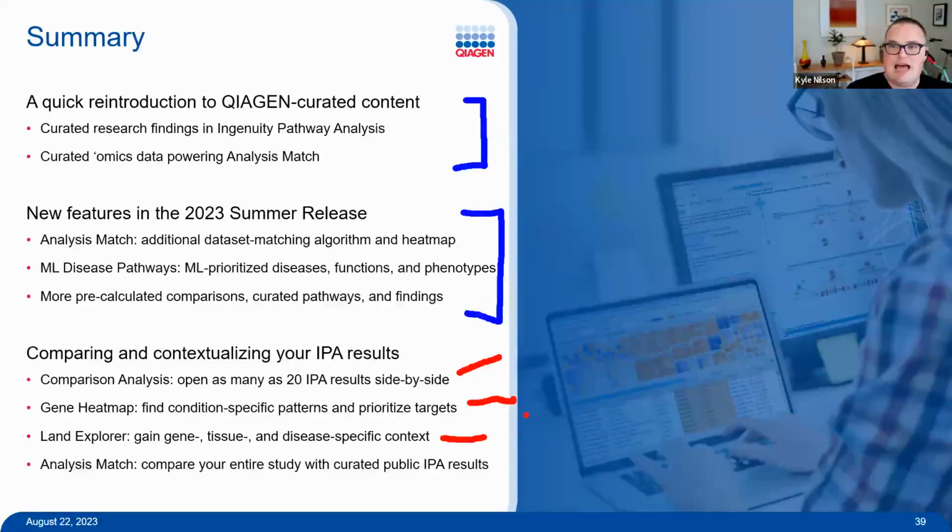I showed you how to open Land Explorer, and the slides, if you download them, do have those handy reminders on the various ways to access all of the gene and tissue disease-specific information contained within. And then finally, I showed you how to use Analysis Match to find similar or opposite studies to your original results.